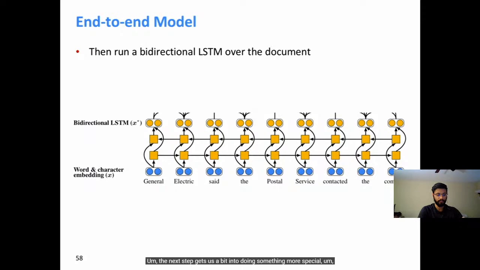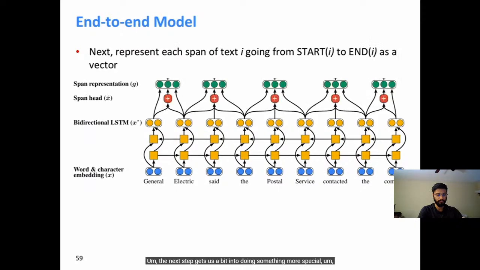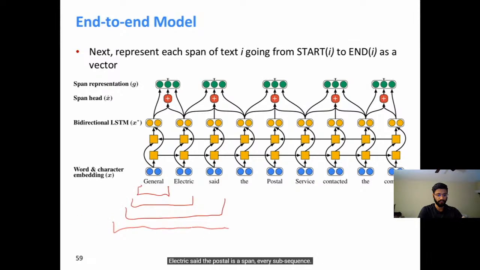The next step gets us into doing something more special for coreference. What they want to do after that is have a representation for spans. By span, we mean any contiguous subphrase of the sentence. So this is a span, this is a span, this is a span, "Electric said the postal" is a span, every subsequence. I'll come back to that, but in principle you're working this out for every subsequence, and for each one they want to come up with a span representation.